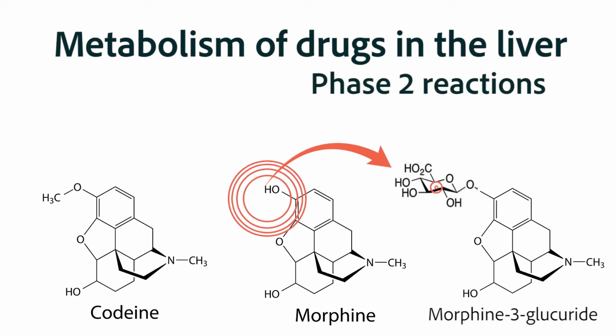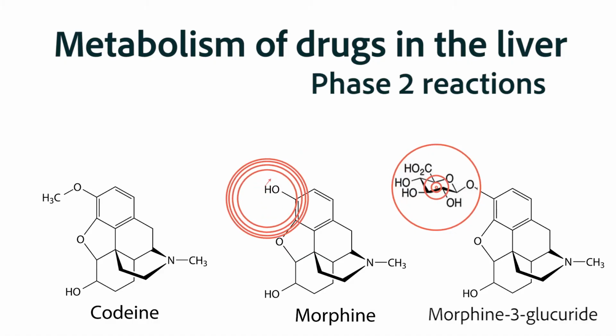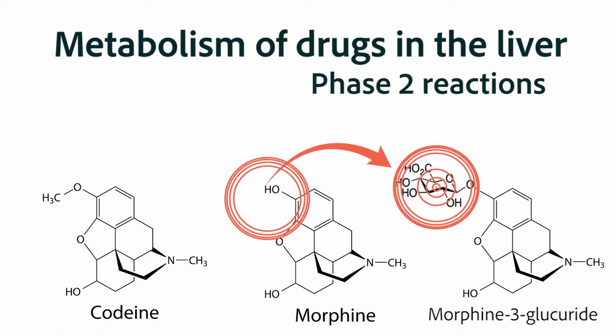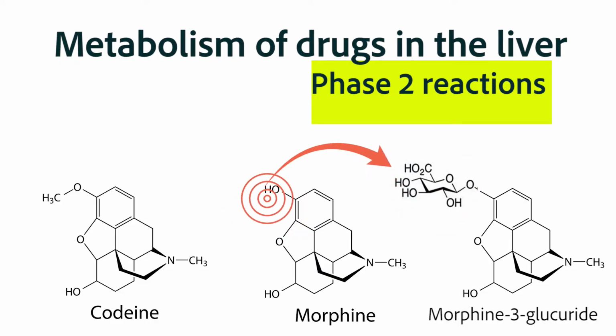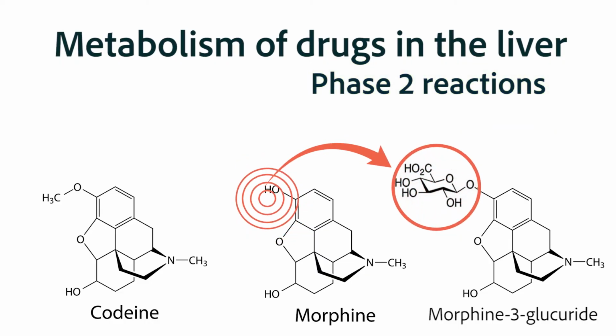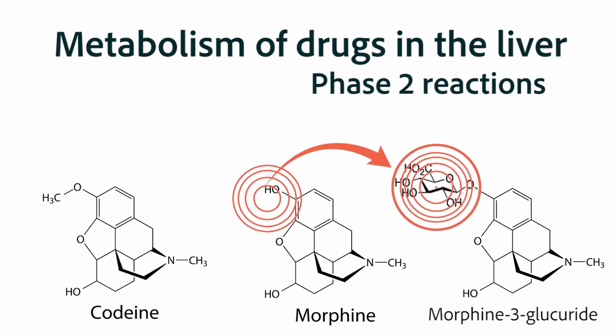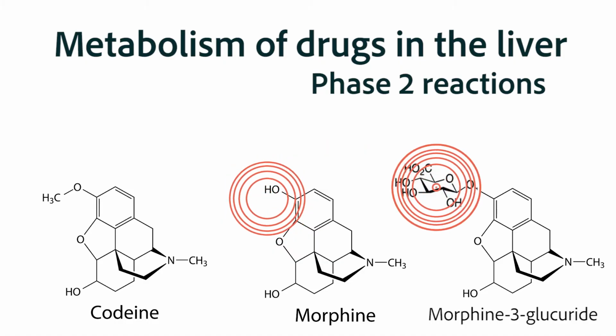Then, if the metabolite is still too lipophilic, or in other words, too fat soluble, the next time the drug goes through the liver, the phase 2 reaction occurs, which adds a polar group to the drug so that it is very water soluble and we can definitely excrete it by the kidneys.